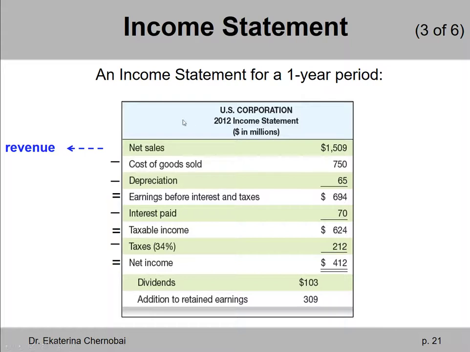So to summarize, in an income statement, the first item, the first row is the revenue. Everything else is expenses. And when we subtract expenses from the revenue, we get the profit for the year, also known as net income.